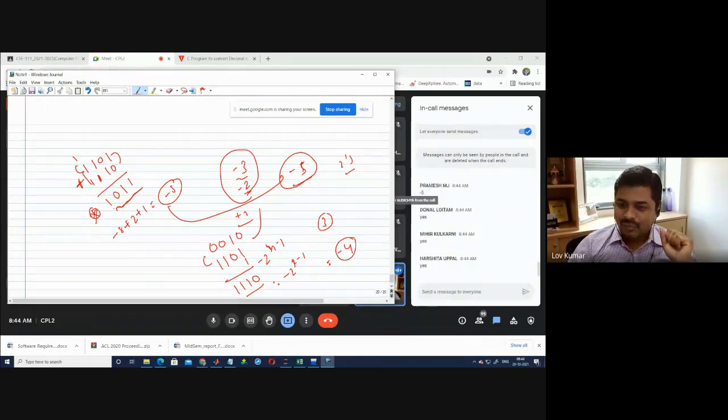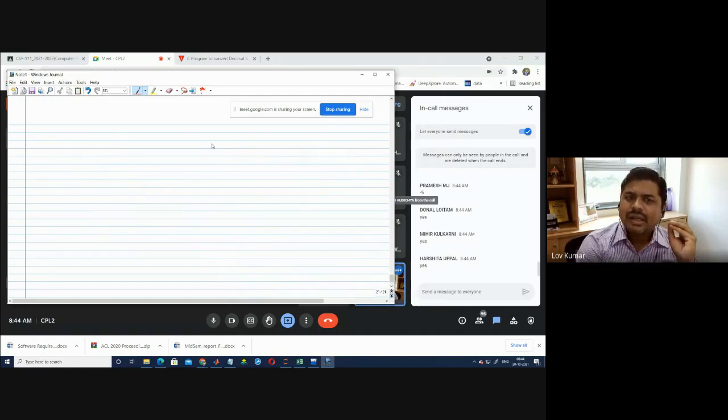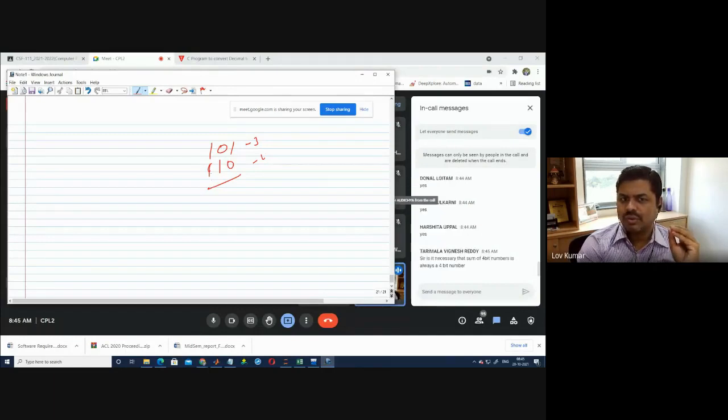Yes. Now one student is asking, what if we take only 3 bits numbers, like 1 0 1, which is -3, and 1 1 0, which is -2? Can we write 1 0 1 and 1 1 0? Okay, now you can see.